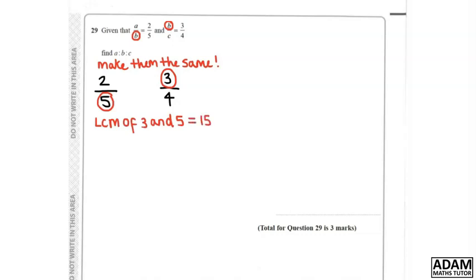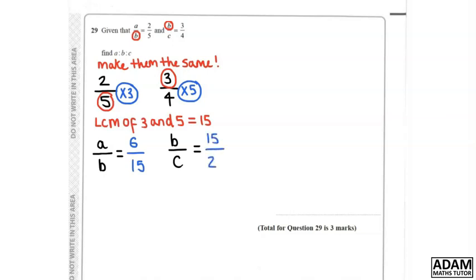To change this one to 15, I'll need to multiply the whole fraction by 3. And to change this one to 15, I'll need to multiply the whole fraction by 5. That means that A over B is also equal to 6 over 15, and B over C is equal to 15 over 20. Now we can write the ratio A to B to C. A represents a value of 6, B represents a value of 15, and C represents a value of 20.